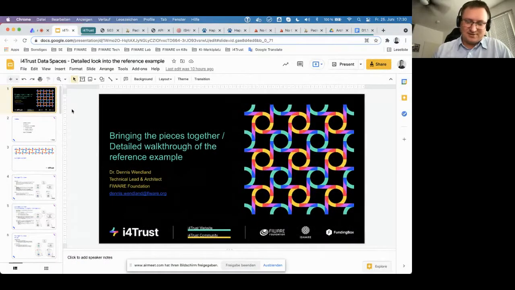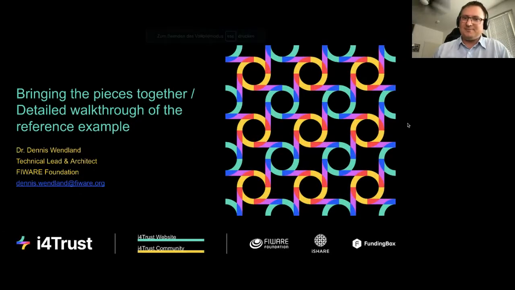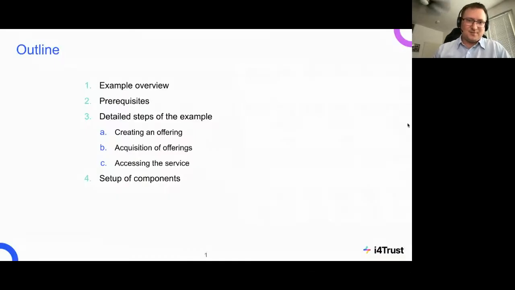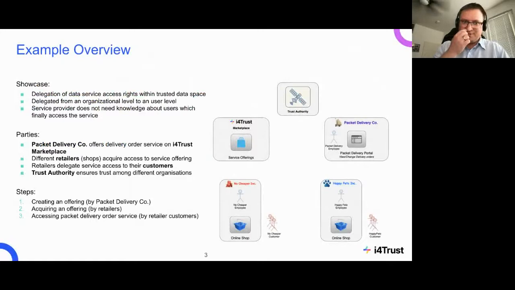Now let's continue with the presentation and see what actually happened. So just to repeat, an overview of this example. What I've shown is how the access rights for a data service within a trusted data space can be delegated from an organizational level to a user level, which also means in the end that the service provider does not need to have any knowledge about the final users who access the service.